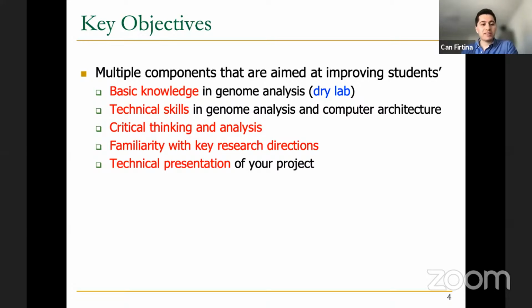Another aspect is that you're going to be improving your technical skills in genome analysis and computer architecture, meaning you're going to be learning these different algorithms and different data structures, and also different computer architectures and how we can leverage each type of computer architecture to solve the computational problems in genome analysis fast and accurately. And another aspect is that you're going to be hopefully improving your critical thinking and analysis. As you try to solve the problems, you're of course going to be sometimes failing.